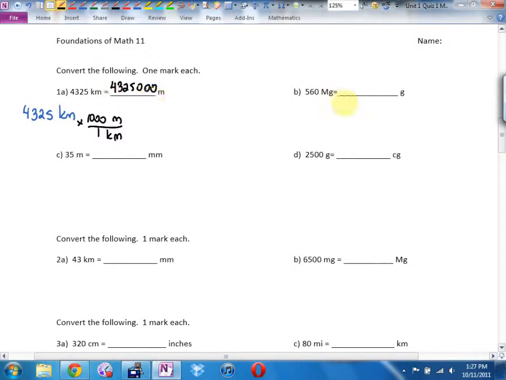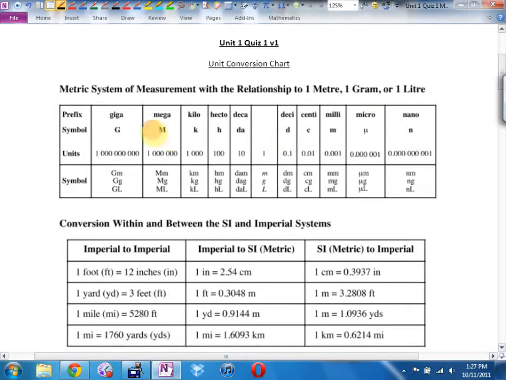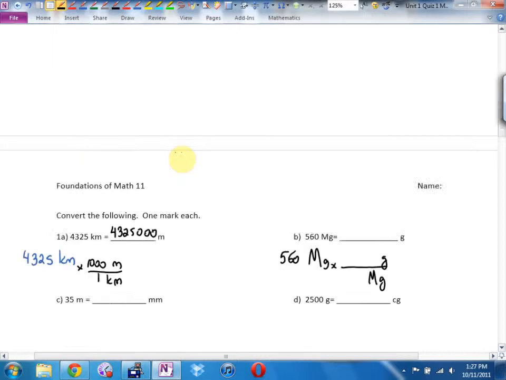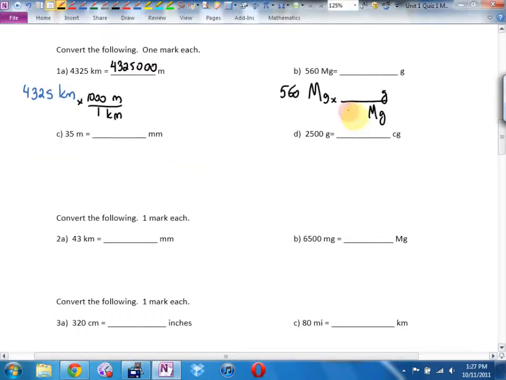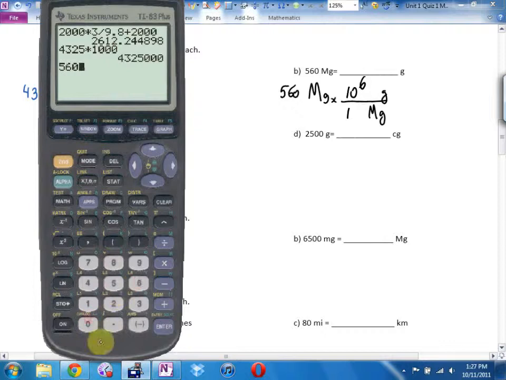B, moving across. So I would have gone 560. I would have said, I want to get rid of megagrams. So I want megagrams on the bottom and I want grams on the top. Mega is 10 to the what? Oh, wait a minute, Mr. Dueck, you cleverly gave them that over here. Mega, 10 to the sixth. So, 1 megagram is 10 to the sixth grams. I think it's going to be 560 times 10 to the sixth power.